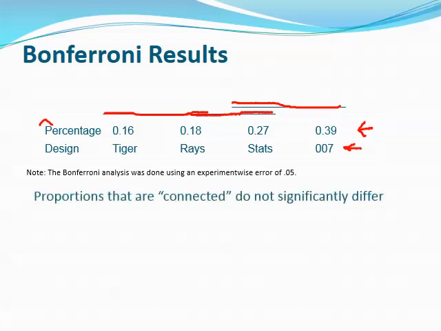And so now you've got to take a look at it. Which proportions are not connected? Well, this one isn't connected to these two. Everything else is connected. There's 4 proportions here. So let's see, there's 1, 2, 3, 4, 5, 6 different comparisons. I can compare tiger to rays, tiger to stats, tiger to 007. Rays to stats, rays to 007, stats to 007. There's 6 different comparisons that I make.